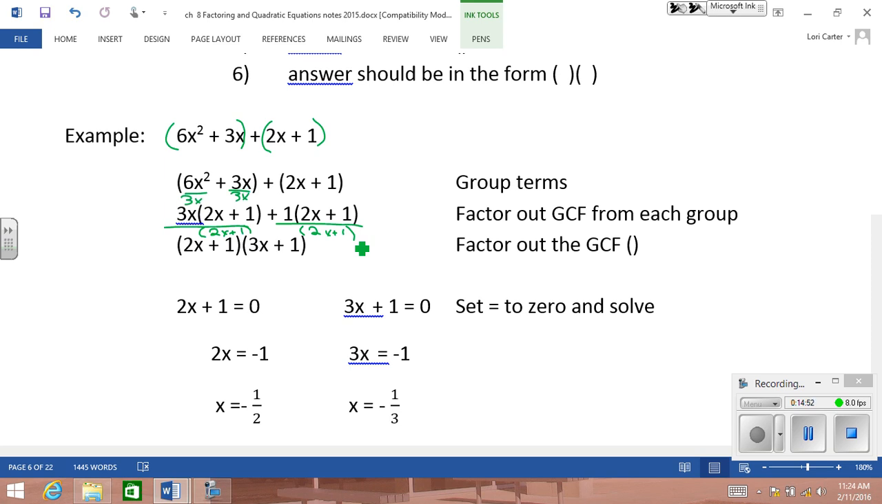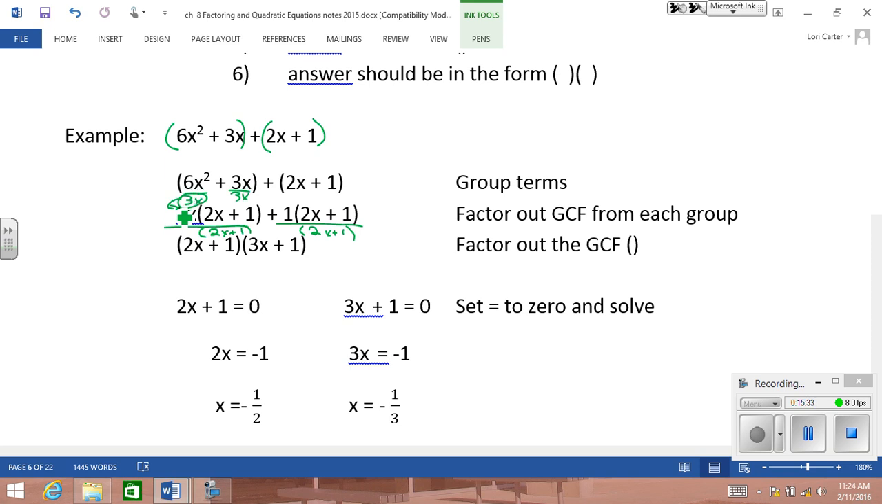When you had 6x squared plus 3x, we divided by 3x. Did the 3x disappear? No, it went out front. Yeah, but I'm talking about the 2x plus 1. They both have 2x plus 1 in common. So that goes out front, just like the 3x. The 3x is your greatest common factor, he goes out front. What's your greatest common factor this time? 2x plus 1. He goes out in front. It's what you have in common.